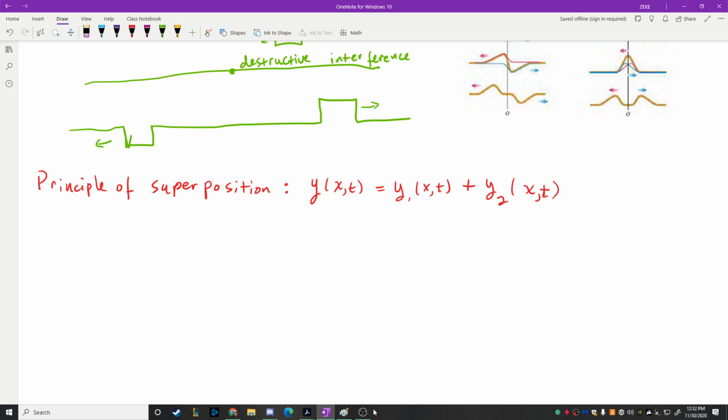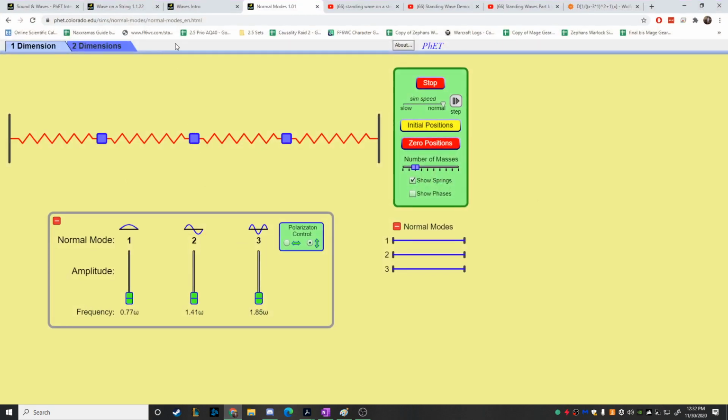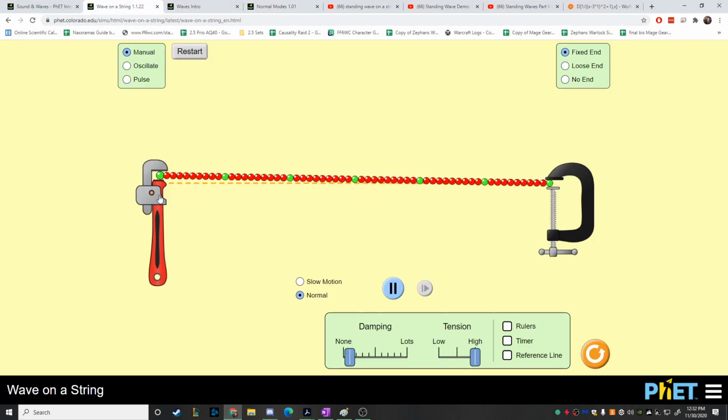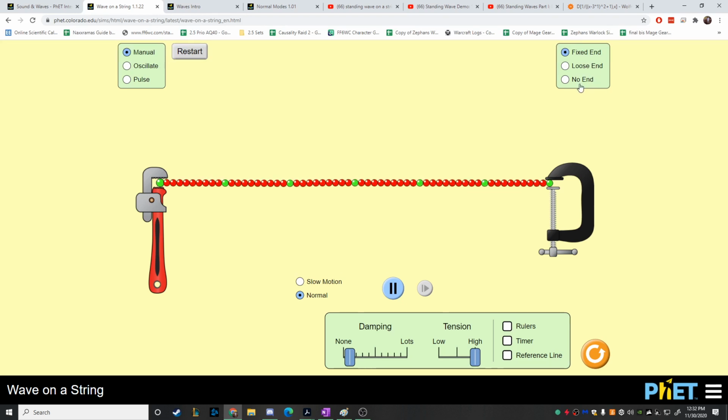And the last kind of topic that I need to introduce are what are called boundary conditions. So for waves on strings, there's going to be three possible boundary conditions. The best way to describe boundary is just to use this thing. This really is a really good applet. So there's three possibilities up here at the top. There's a fixed end, a loose end, and no end. These are what we call boundary conditions, okay?